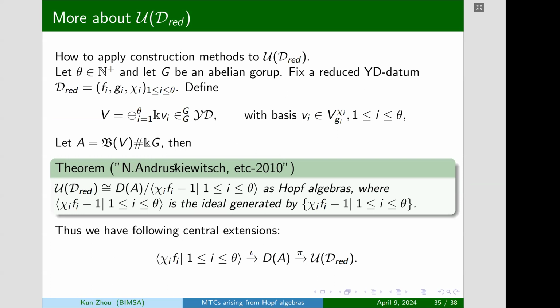Since there are not many minutes left, we want to talk more about the above generalized small quantum groups, U_D reduced, which when it is finite dimensional, we want to talk about how to apply our construction methods to U_D reduced. Recall that let theta be a natural number and let G be an abelian group, fix reduced YD data D reduced, then we can define an object in that generalized module category of G as follows.